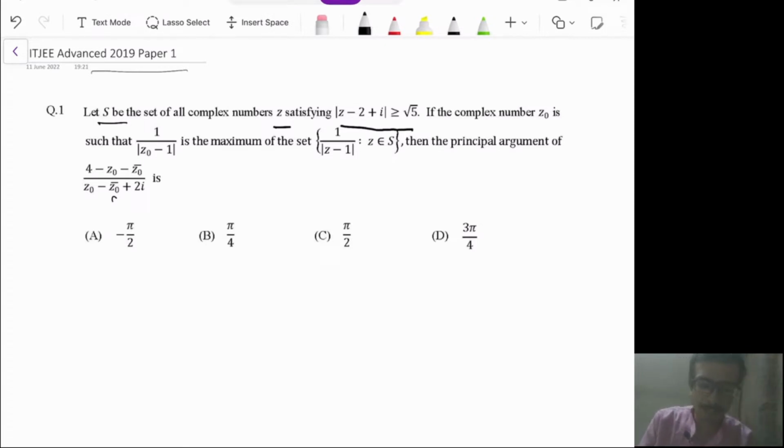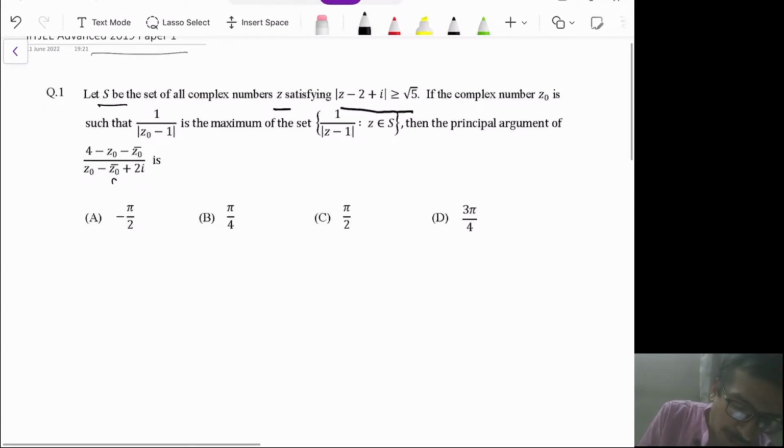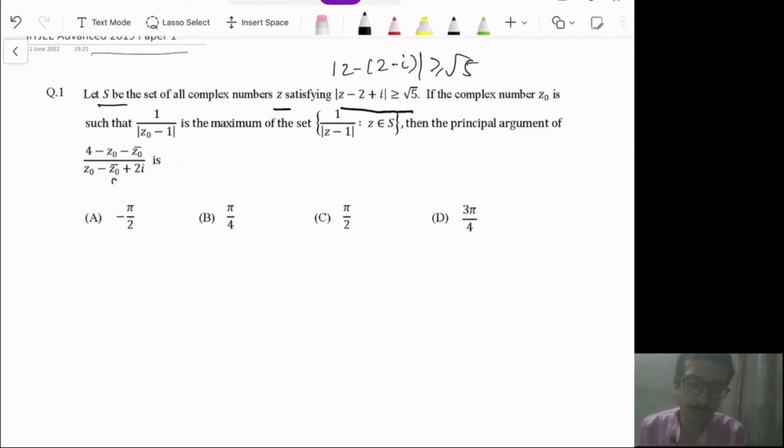One thing is that when you read this problem, you can immediately recognize that it has a geometric interpretation, because I can read it as z minus 2 minus iota, this distance, is greater than or equal to root 5. So the set of points whose distance is larger than a fixed radius will represent the exterior of a circle. I'll just show it geometrically.